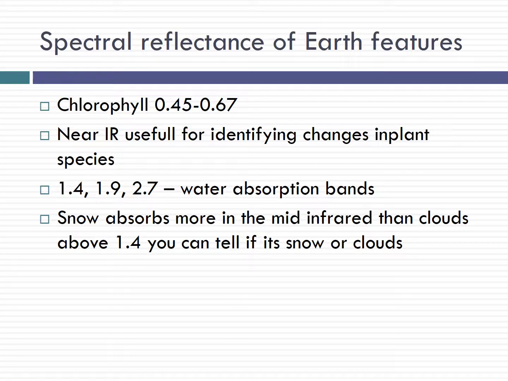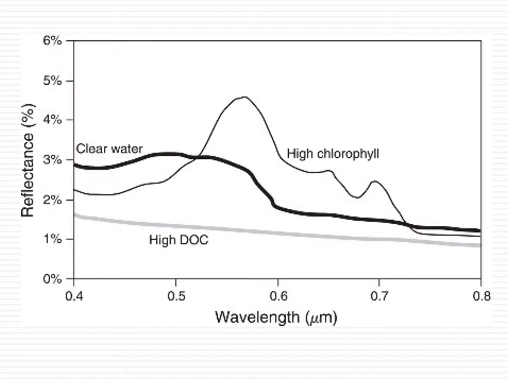So what are some of these spectral reflectances of features on Earth that we need to look for? Chlorophyll at 0.45 and 0.67. Near infrared is useful for identifying changes in plant species. There are these water absorption bands, or certain frequencies where water absorbs a lot of energy: 1.4, 1.9, and 2.7. Snow absorbs more in the mid-infrared than clouds. Above 1.4 you can tell if it's snow or if it's clouds.